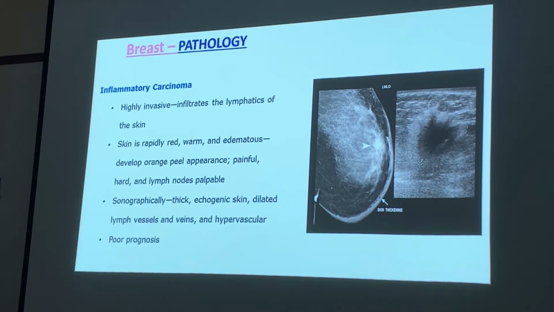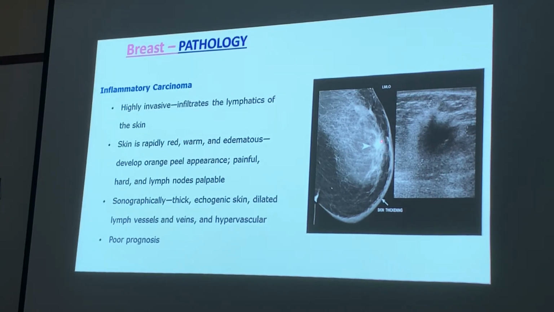Okay. The skin is rapidly red, warm, and edematous. They develop an orange peel appearance, meaning they have those little dimples in it. You know what I'm talking about, how orange peel looks with little dimples in it? On the breast itself? Yes, on the breast itself. Okay. It's painful and hard, and the lymph nodes are palpable. Sonographically, there is thick echogenic skin, dilated lymph vessels and veins, and hypervascularity. You have a poor prognosis for this particular cancer.